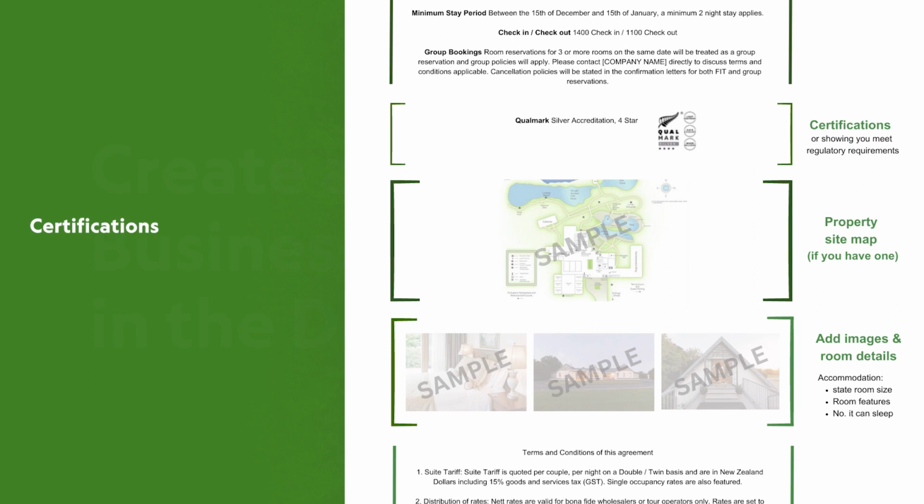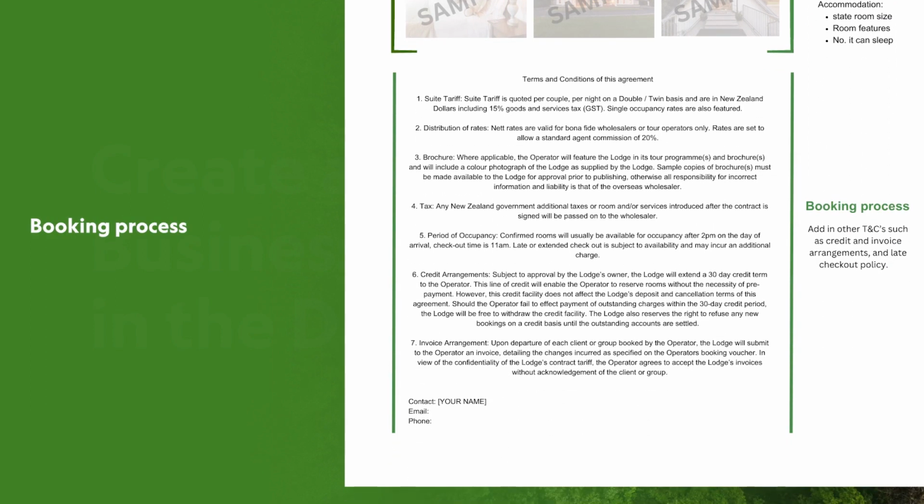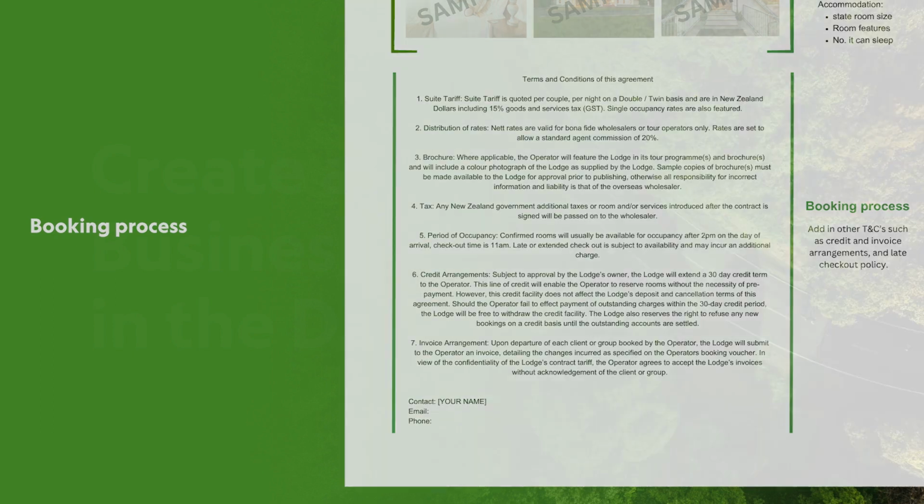Adding any relevant certifications for your operation will improve your chances of working with travel trade. Accommodation providers can add in a property sitemap if you have one, with reference to each suite and common areas. Include quality product-specific high-quality images. Finally, the last section covers the booking process details, where you can include other terms and conditions such as credit and invoice arrangements, and late checkout policy.